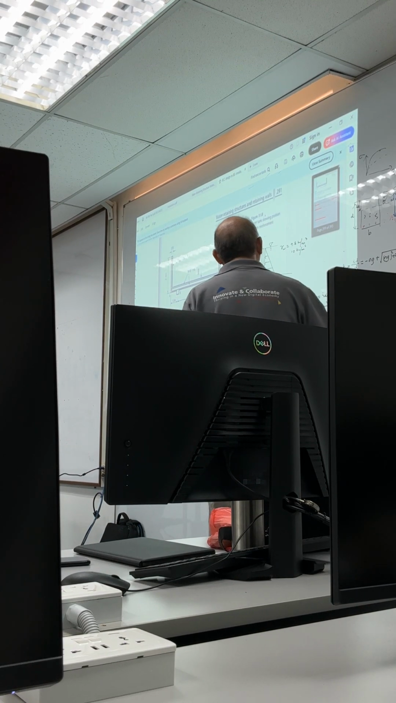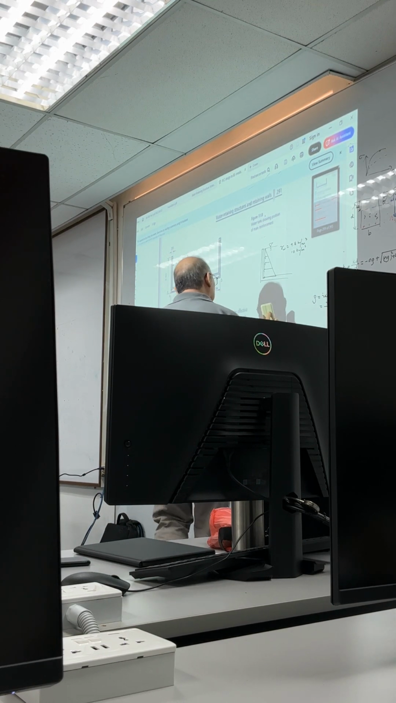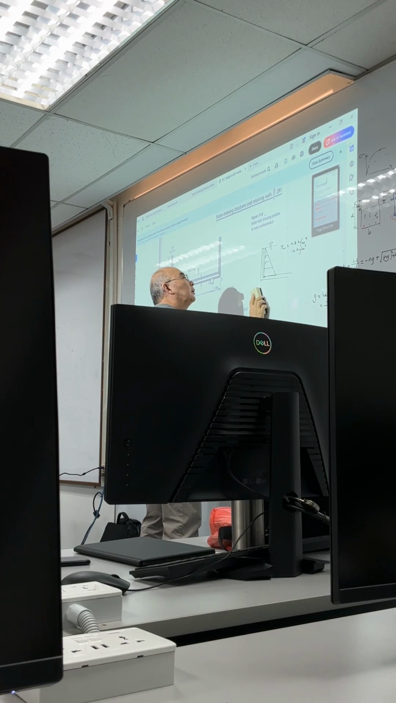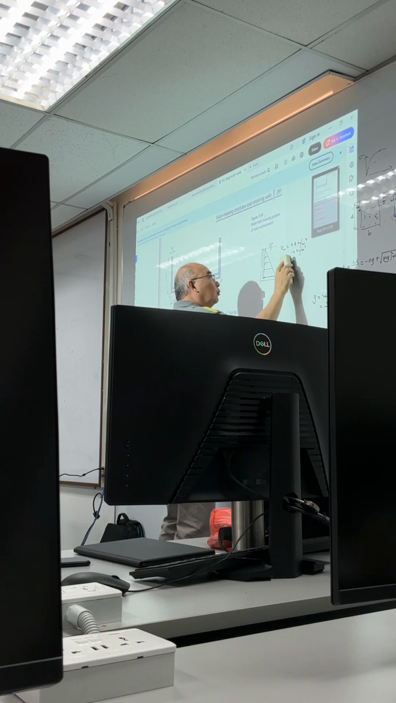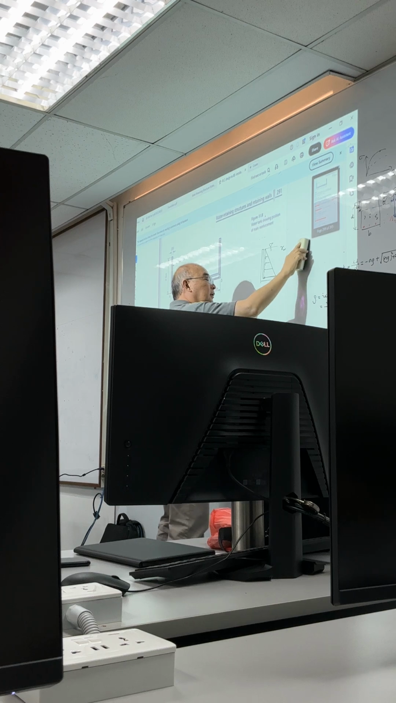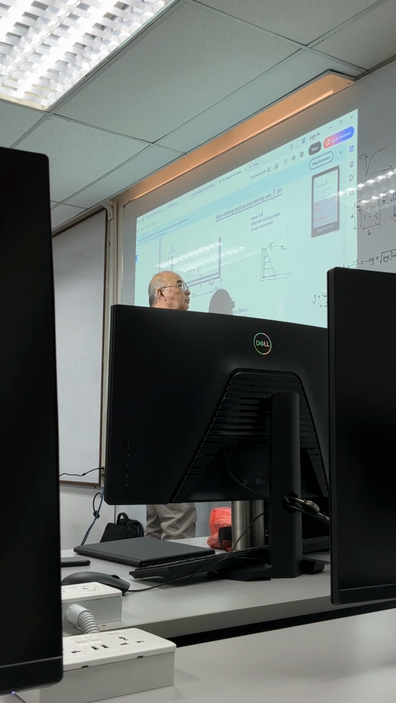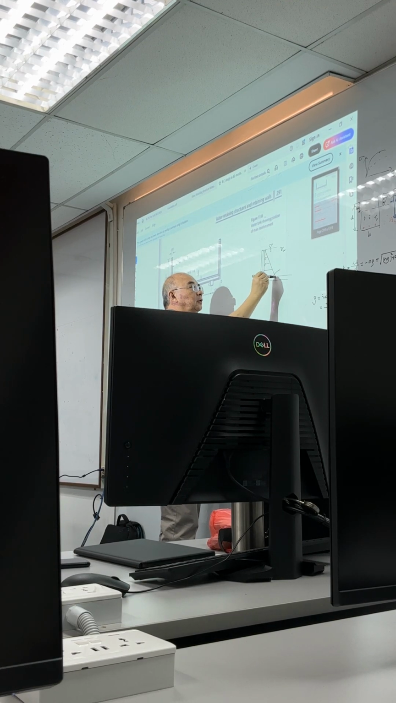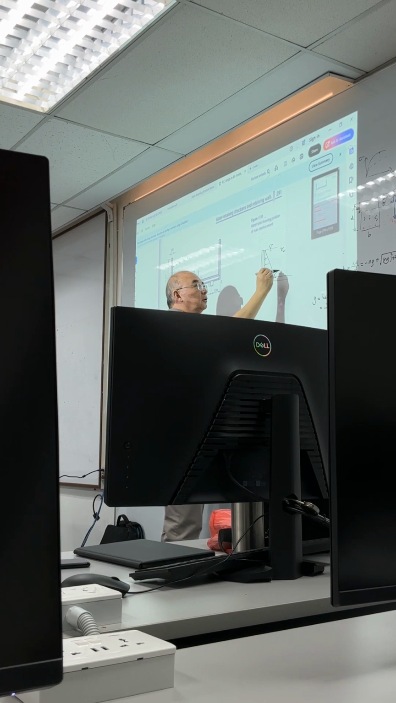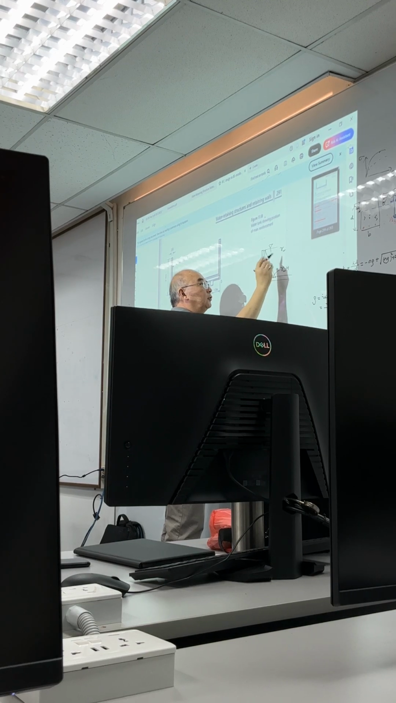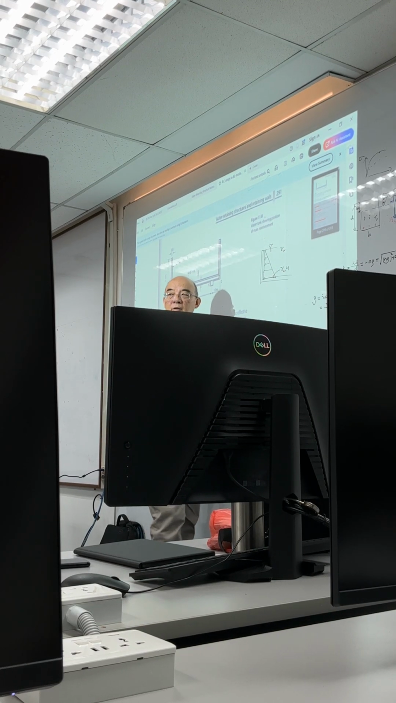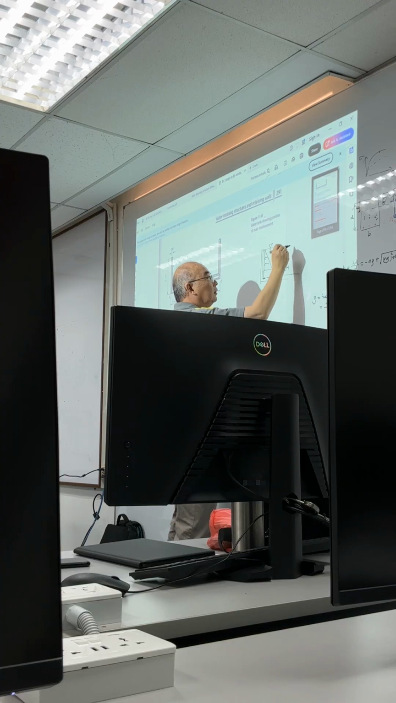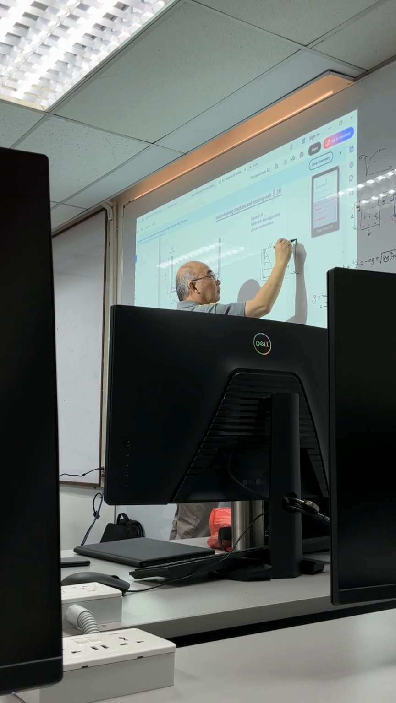So why do I say gamma water? Because this is the water. So this is the maximum stress, right? The stress starts from 0, linearly increasing to gamma water times h, the height. So this is h.